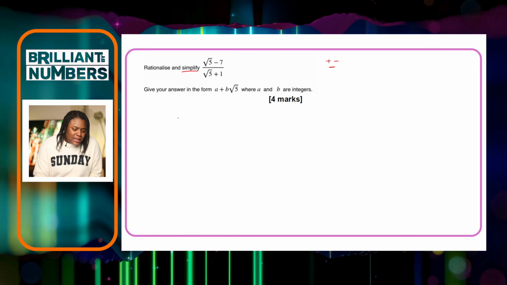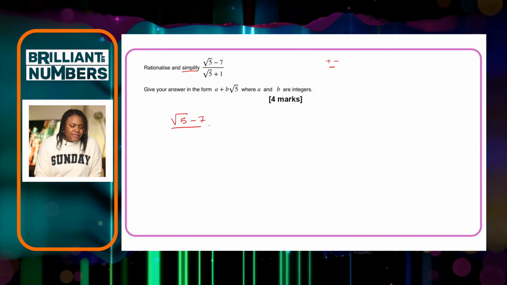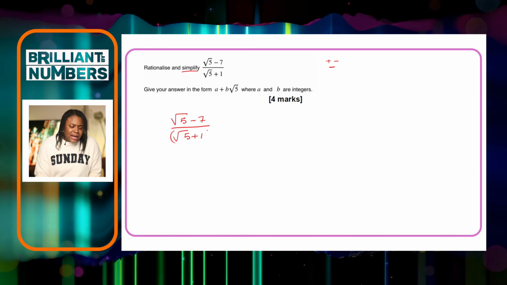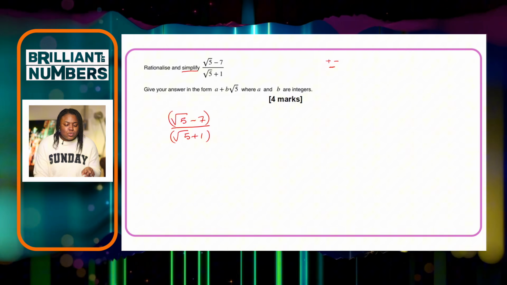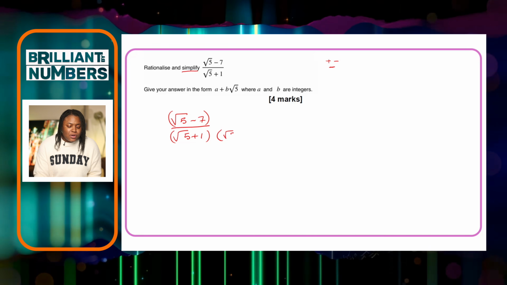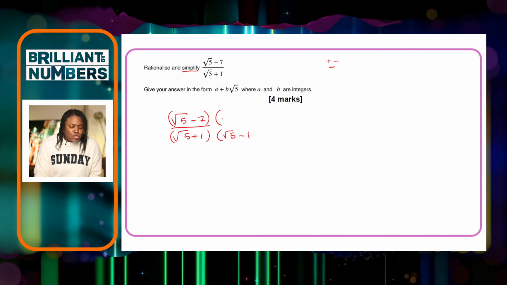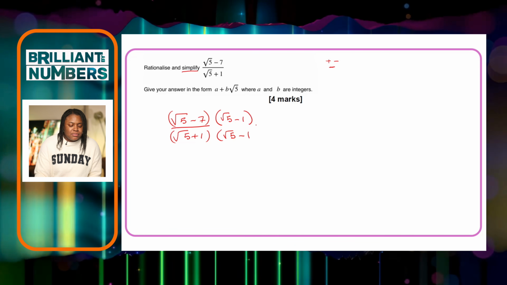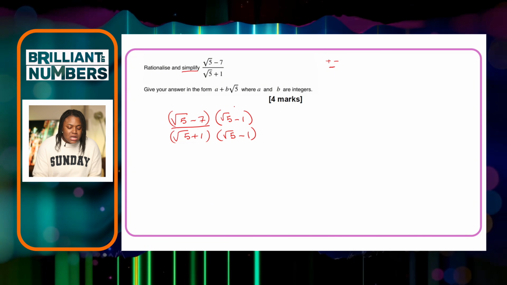Okay. So let's rewrite this now. Root 5 minus 7 divided by root 5 plus 1. So we're putting both of them in brackets. The conjugate of root 5 plus 1, the difference of two squares, would be the same but with a negative one. So we're going to do that at the top as well. So this will be root 5 minus 1. Close our bracket. Now we're going to expand the brackets, paying attention to our signs.